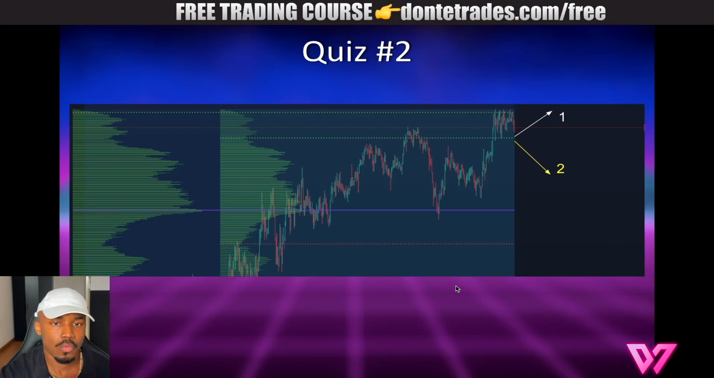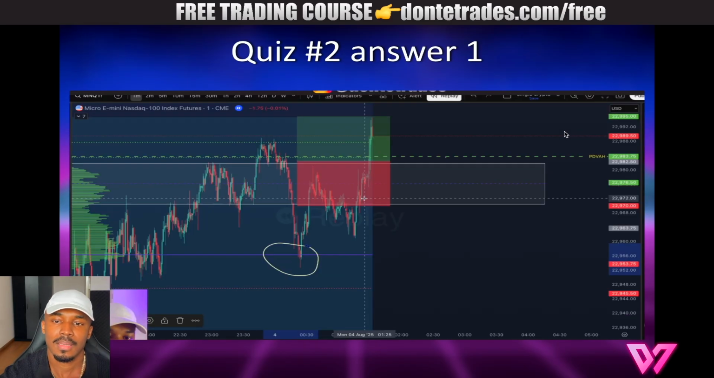And then let's go to quiz question number 2. So this one was a little bit more difficult. So again, did you choose number 1 here or number 2 here, right? And the correct answer was number 1. The reason why I got into this trade and what I saw when I was looking into this trade, you can see, again, that's why I told you guys it's important to draw these higher time frame levels.